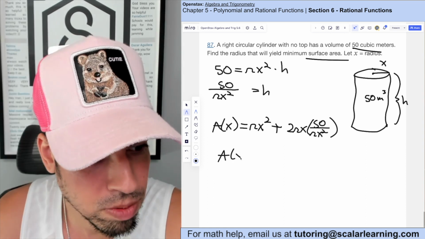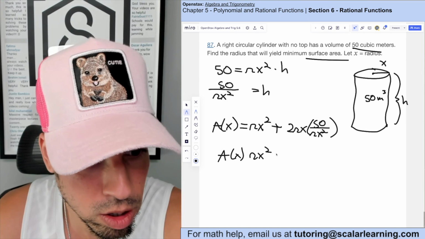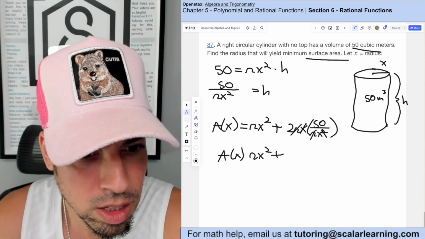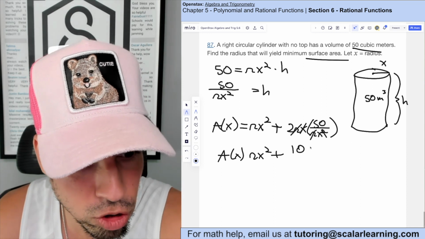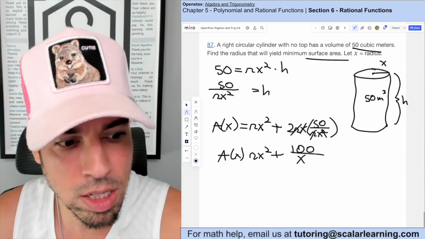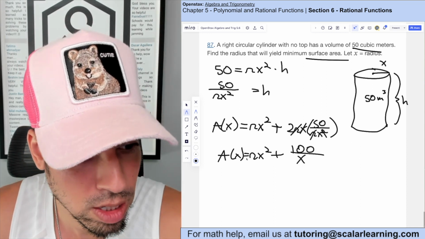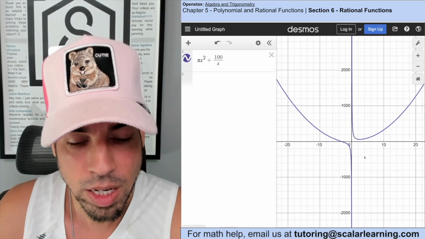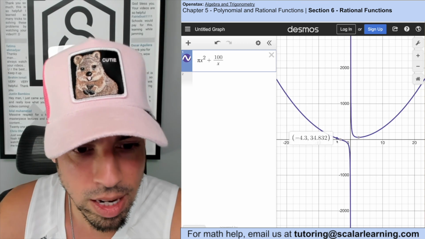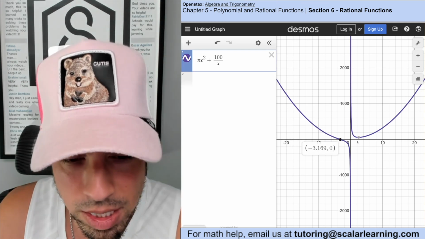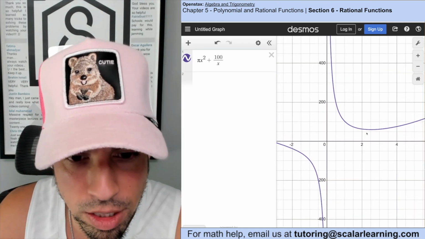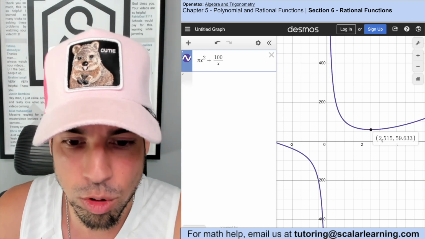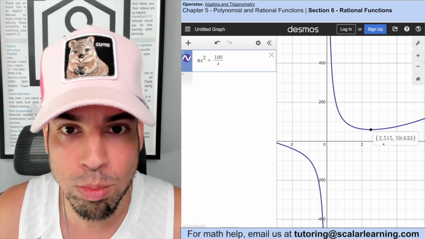As we simplify this, we get pi x squared plus, that cancels with one of them, and 2 times 50 is 100 over x. So now we have a nice function, and we can graph this and look for a minimum surface area. Again, here's our graph. We're not concerned with the negative values because we're not talking about negative radii. That wouldn't make sense in this case, but here we do have that nice minimum. Look at that. It's occurring when x equals 2.515, rounded up to 2.52.